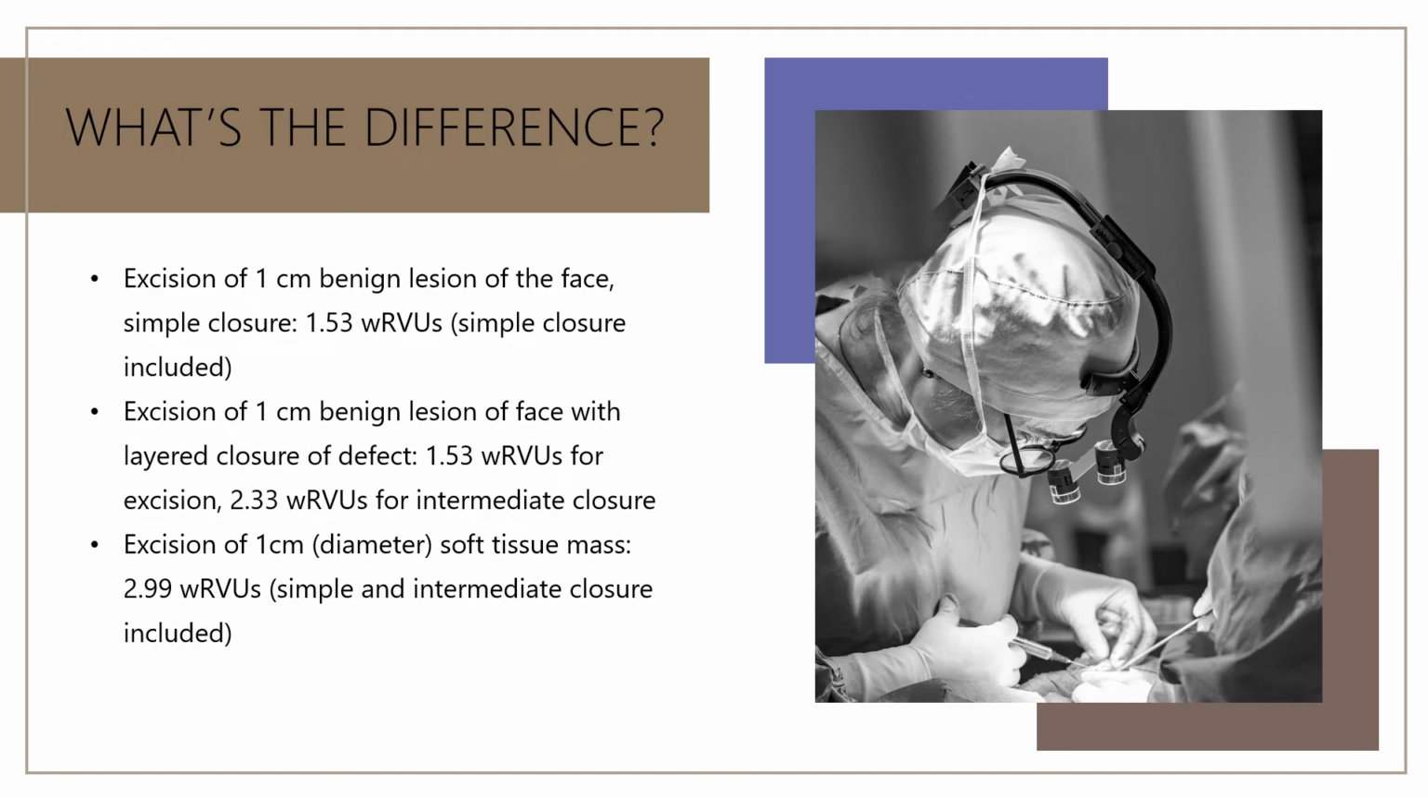To give you an example of the difference, an excision of a benign lesion of the face with a simple closure is worth 1.53 RVUs. The excision of the same lesion with an intermediate closure added is worth 1.53 RVUs for the excision and an additional 2.33 RVUs for the closure. The excision of a 1 centimeter soft tissue mass is worth 2.99 RVUs because the closure is included.